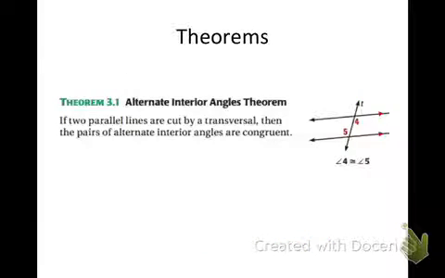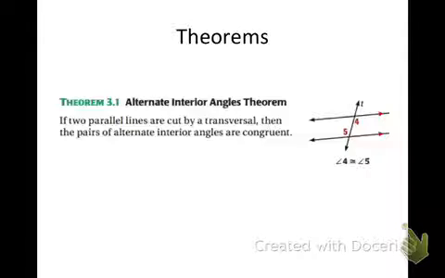Now from that postulate, we can easily prove some theorems. The first theorem that we can easily prove is the alternate interior angle theorem. It says that if 2 parallel lines are cut by a transversal, then the pairs of alternate interior angles are congruent. So this one has 4 and 5 as alternate interior.